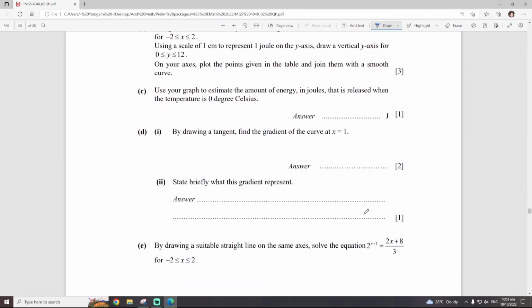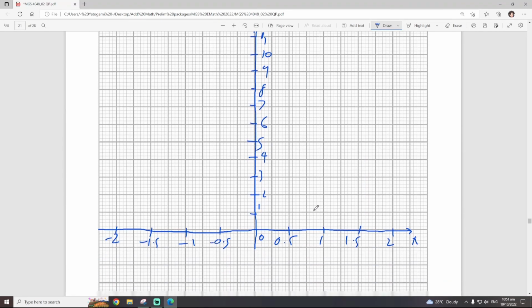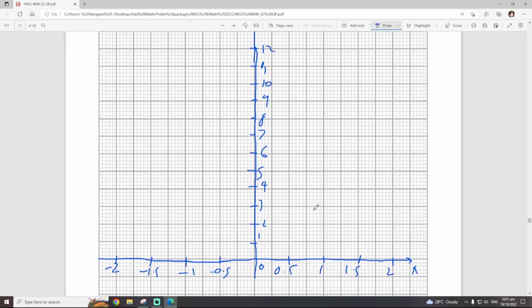So we have all the points, and we're going to plot the points. So minus 2 is 0.75, which is 0.